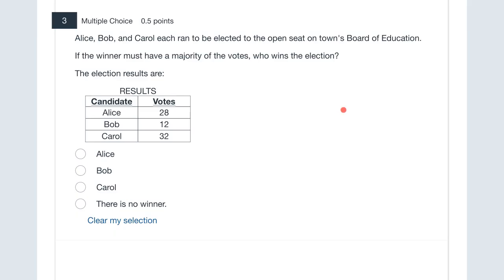Number 3, Bob, Alice, and Carol are running for the town's Board of Education. The winner is a majority. So the first thing we have to do is determine where the majority lies. So there are a total of 28 plus 12 plus 32. 28 and 12 is 40, and 32 is 72 voters.